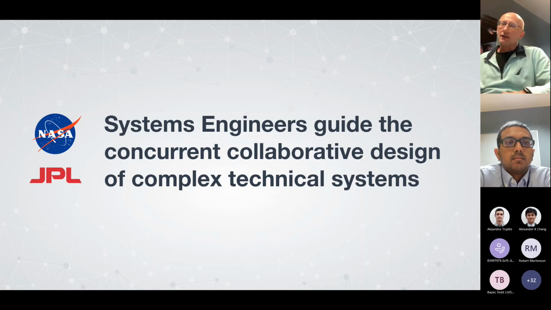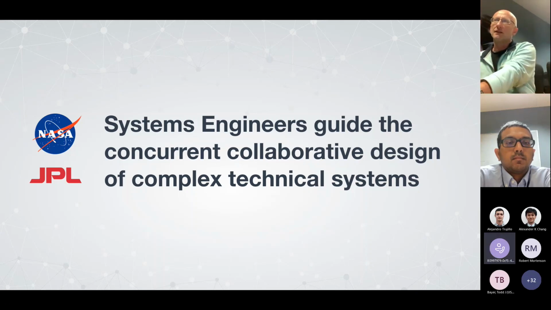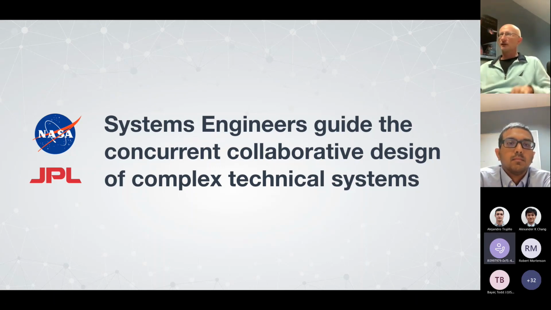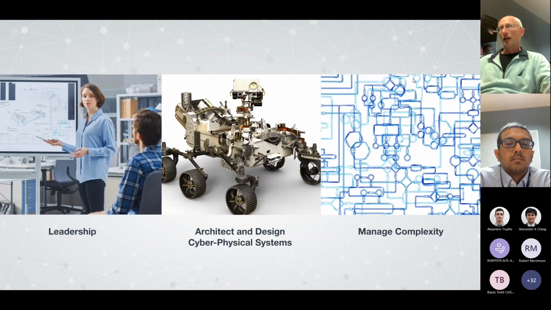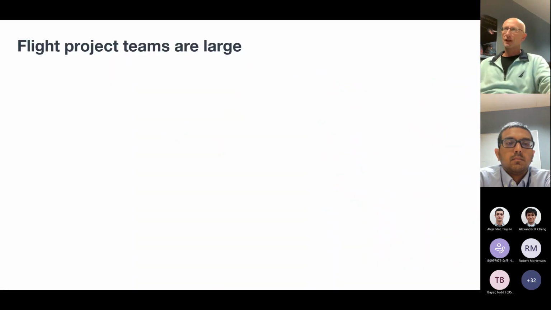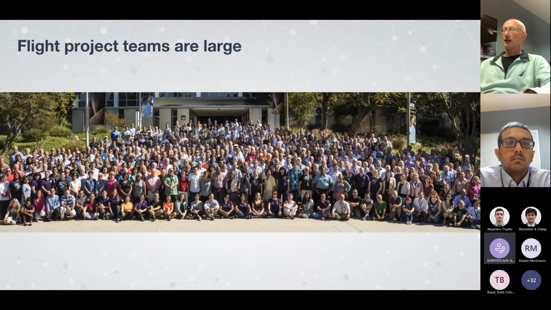So in that context, let's talk about systems engineering, right? The definition we will use for this presentation is that systems engineers have to guide concurrent collaborative design of complex technical systems. The major activities are to architect and design cyber-physical systems, to manage all that complexity, and to provide leadership to the team. And the teams are large. So that's the Perseverance team. And they're getting larger and larger, and the systems get more and more complex.